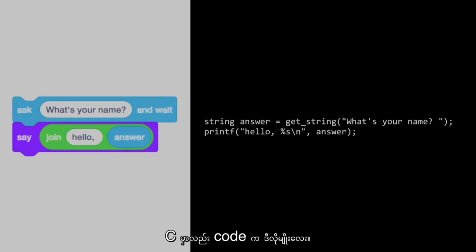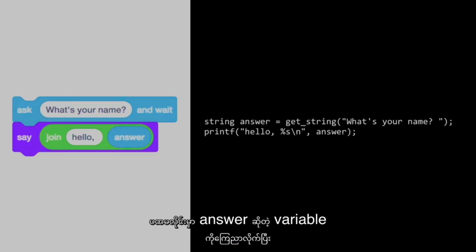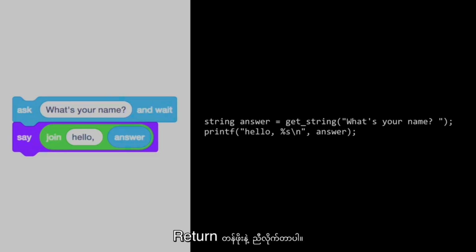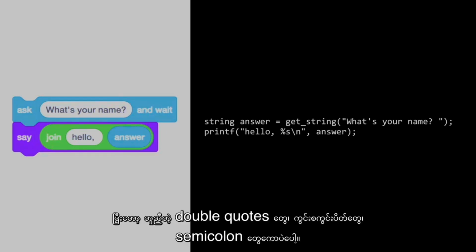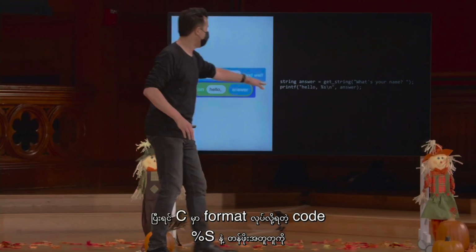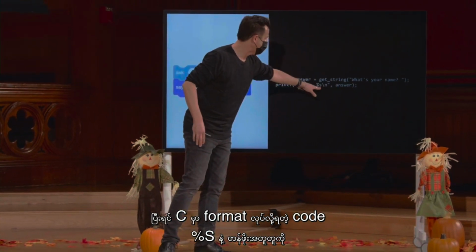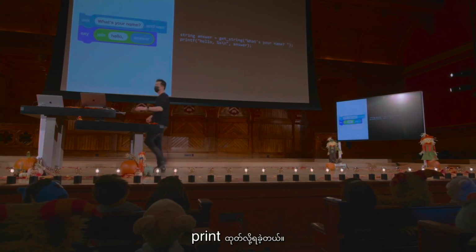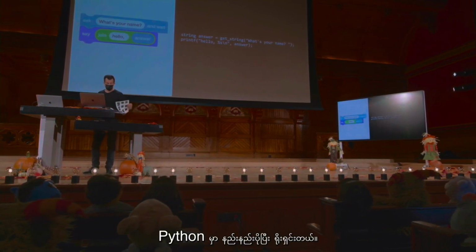In C, we saw code that looked a little something like this, whereby that first line declares a variable called answer, sets it equal to the return value of getString, one of the functions from the CS50 library, and then the same double quotes and parentheses and semicolon. Then we had this format code in C that allowed us with %s to actually print out that same value. In Python, this too is going to look a little bit simpler.